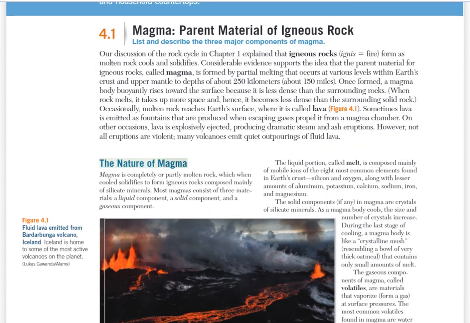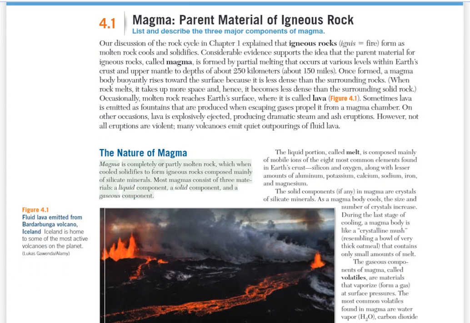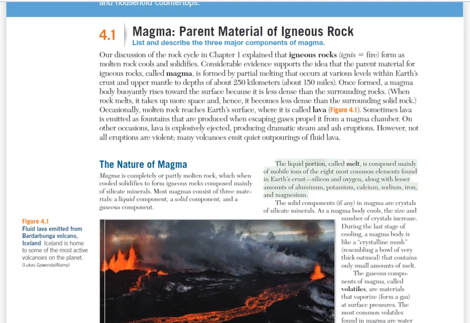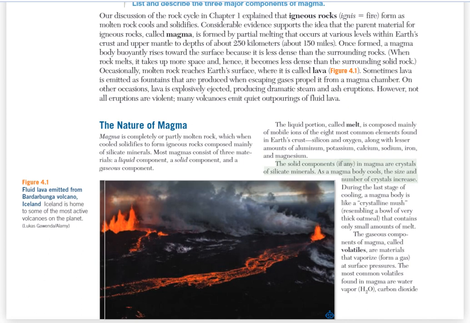The nature of magma. Magma is completely or partly molten rock, which when cooled solidifies to form igneous rocks, composed mainly of silicate minerals. Most magmas consist of three materials: a liquid component, a solid component, and a gaseous component. The liquid portion, called melt, is composed mainly of mobile ions of the 8 most common elements found in Earth's crust, silicon and oxygen, along with lesser amounts of aluminum, potassium, calcium, sodium, iron, and magnesium. The solid components in magma are crystals of silicate minerals.